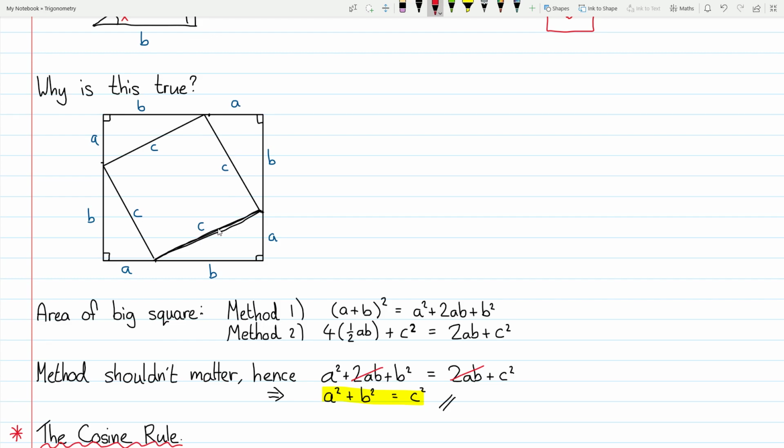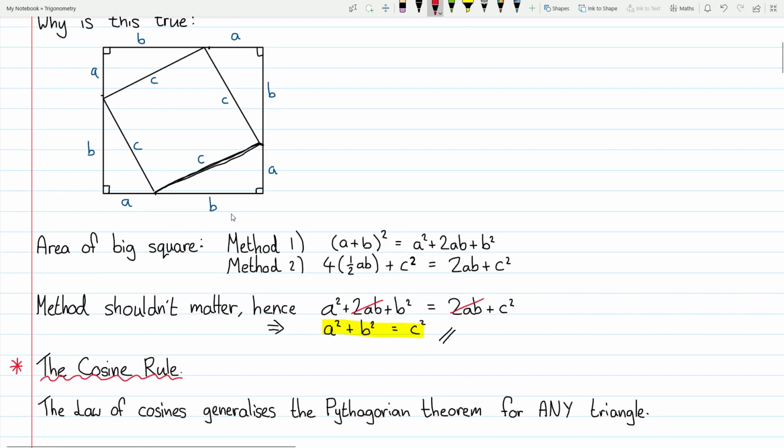And so let's find the area of the big square. For the area of the big square, we can use two methods. The first method, we can just use base times height. So this is a plus b all squared. We can distribute this, so this is going to be a squared plus 2ab plus b squared. And that gives us one expression of the area in terms of its side lengths.